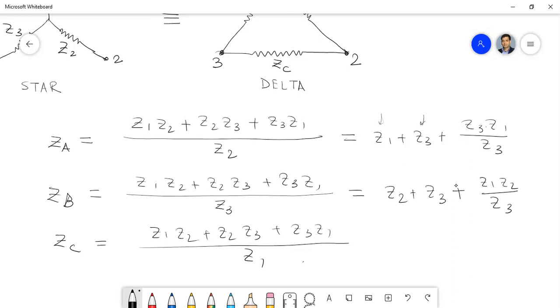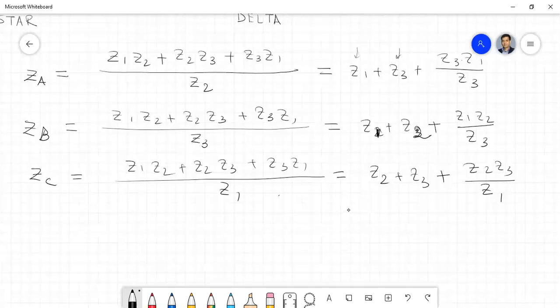What did I do? Shouldn't it be Z1 plus Z3? Z1 and Z2. Okay, Z1 and Z2. And here will be Z2 plus Z3 plus Z2 Z3 by Z1. So these are the reduced expressions.